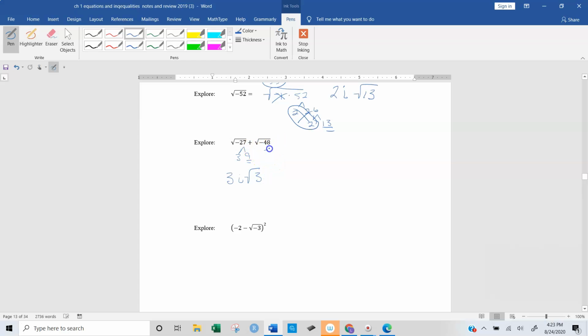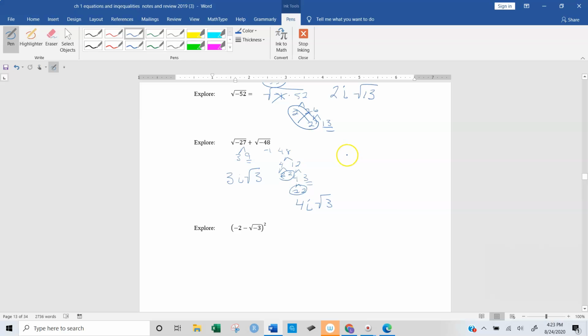Okay, let's try this guy. Negative 148. Well, I see a 4, so let's take that out. 4 and 12. And 12 is 4 and 3. Well, the square root of 4 is 2. Here, let's write this to help you out. So I got a 2 here and a 2 here. So 2 times 2 is 4. So I know this is 4. And I know this is i from the negative 1. This 3 doesn't go anywhere, so there's a square root of 3.